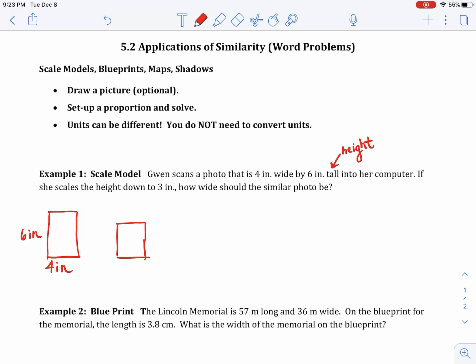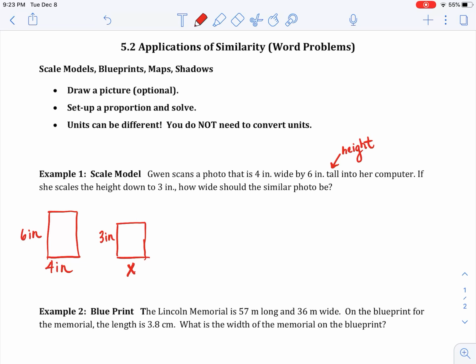Okay. So it says she scales the height down. Again, I'm using the vertical dimension as my height, so she's scaling it down to 3 inches. So I'm going to put 3 on my vertical dimension, and they're asking how wide is the similar photo. So I'm going to put an X down there because that's the question. That's what we don't know.